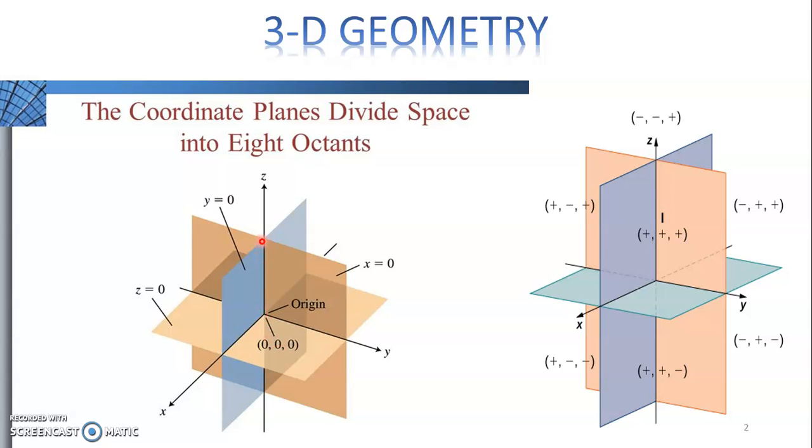Now see this plane. This plane is your xz plane, where the plane is lying along the x-axis and z-axis. So in the xz plane, y is equal to 0. Similarly, see this. This is your xy plane. So in that, z is equal to 0. That is, the z coordinate is equal to 0.